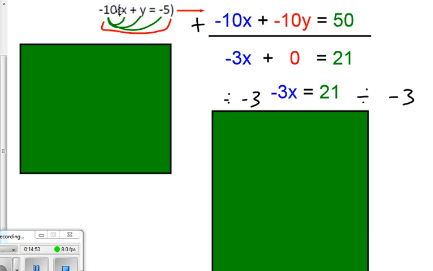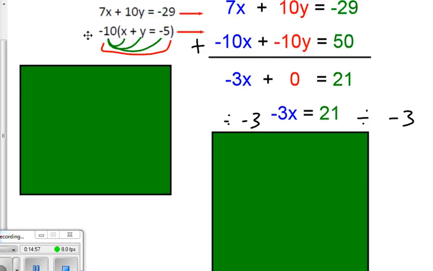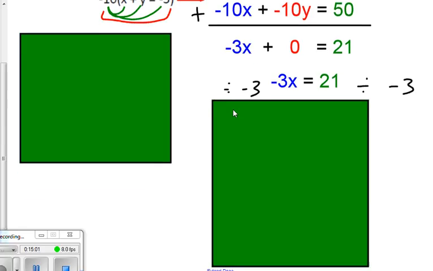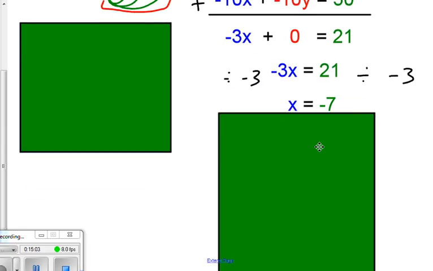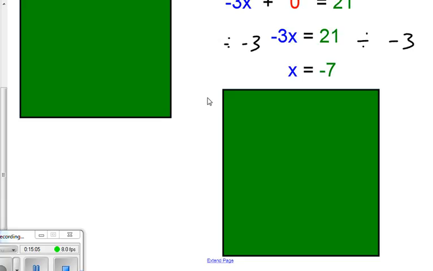As long as it's happening to both sides of the equal sign, you're not actually changing the equation. So you can multiply a whole equation by the same number at any time, and it's totally legal. When we divide by -3 then, that's going to leave our x alone, so it's just x equals -7. So at this point, we have solved for x.